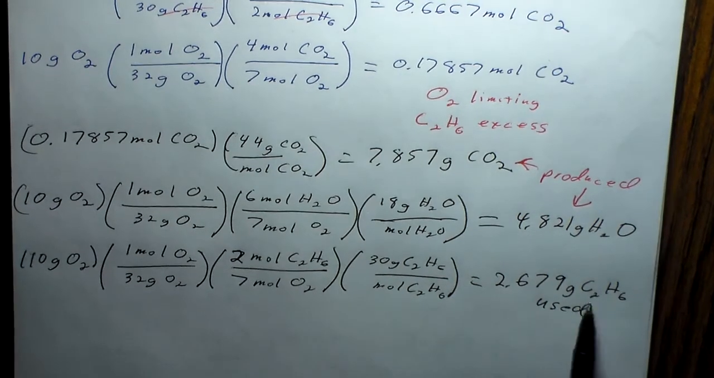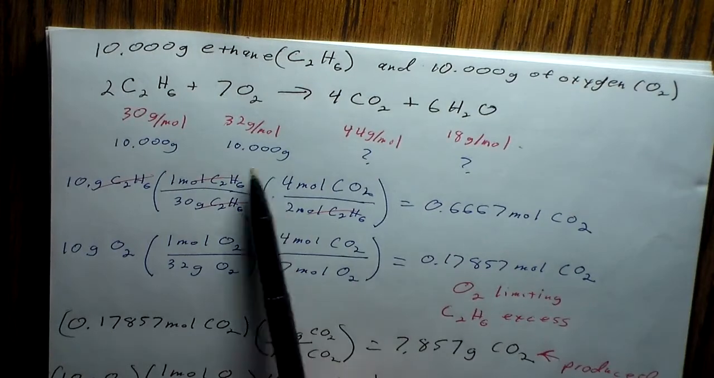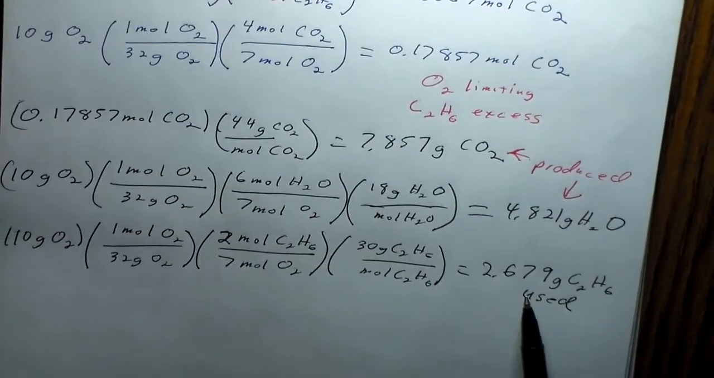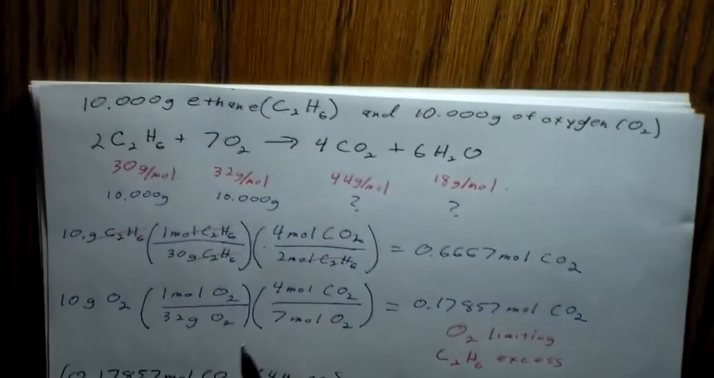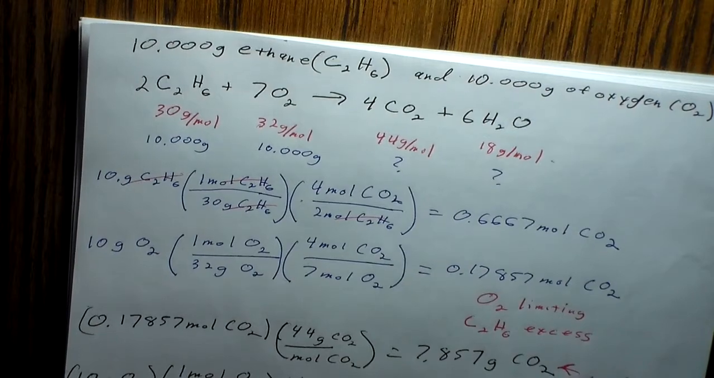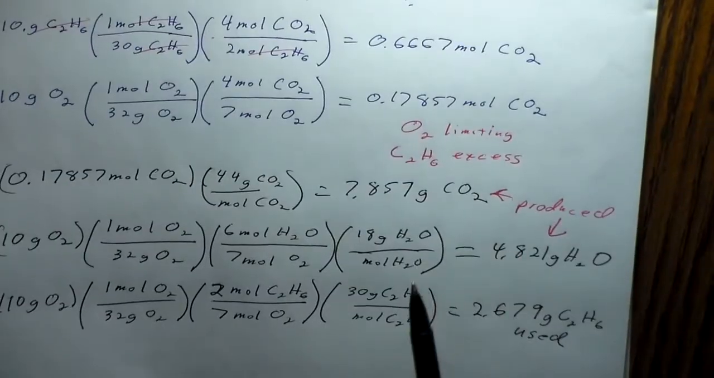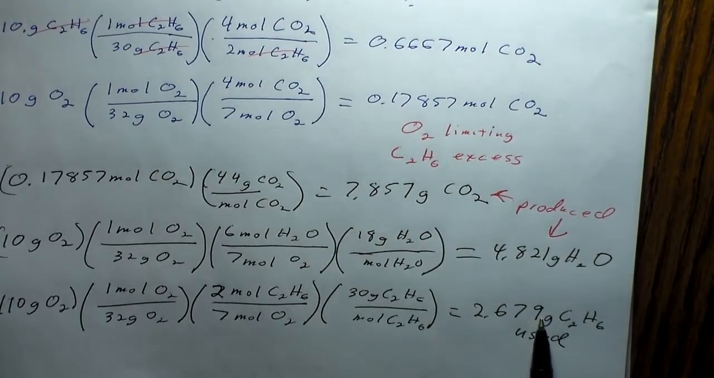All right, and just as a good double check, we've used up here 10 grams of the oxygen because, of course, that was my limiting reagent, so all of this has been used. And we reacted here 2.679 grams of my ethane. So that means that the total grams of my carbon dioxide and water that have been produced should be equal to 12.679.